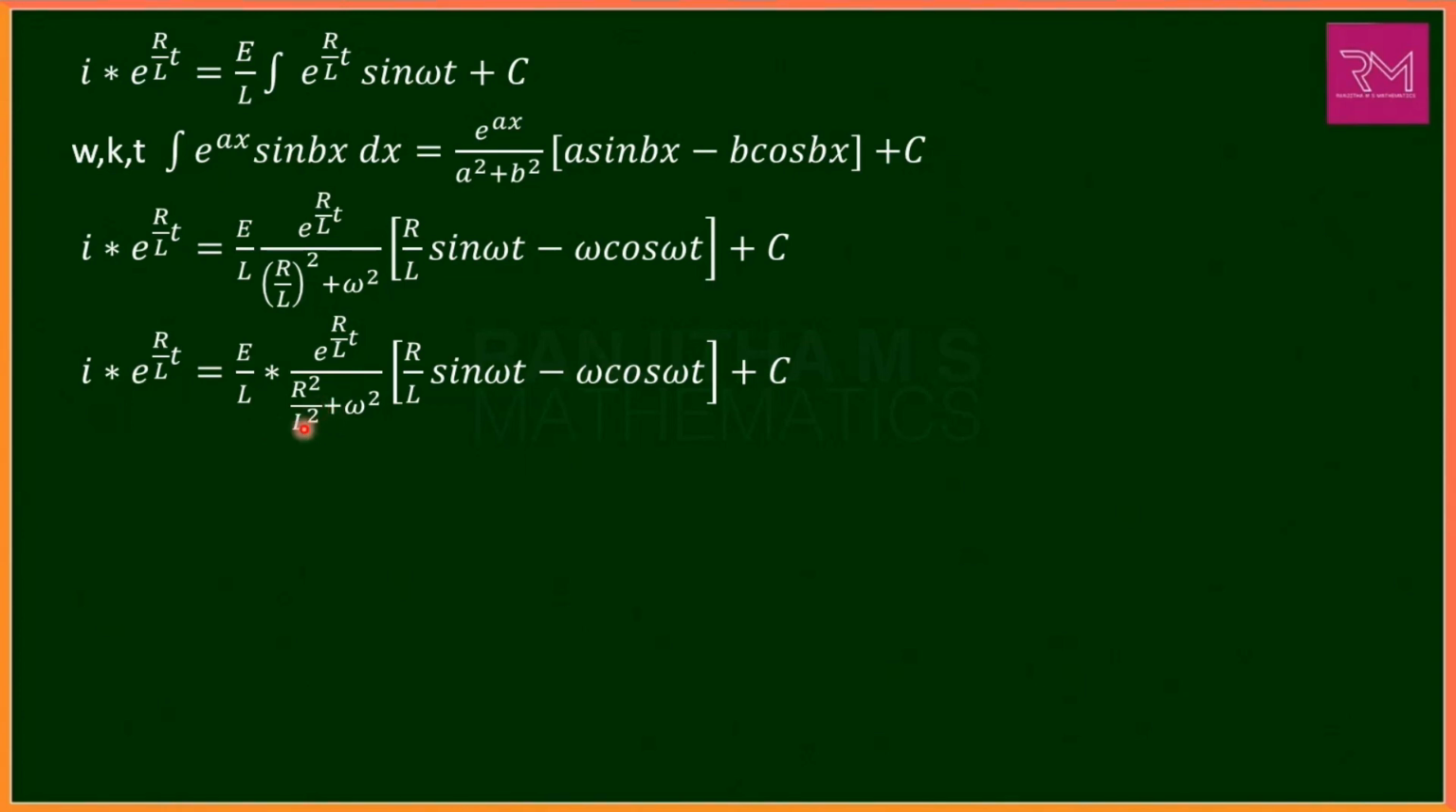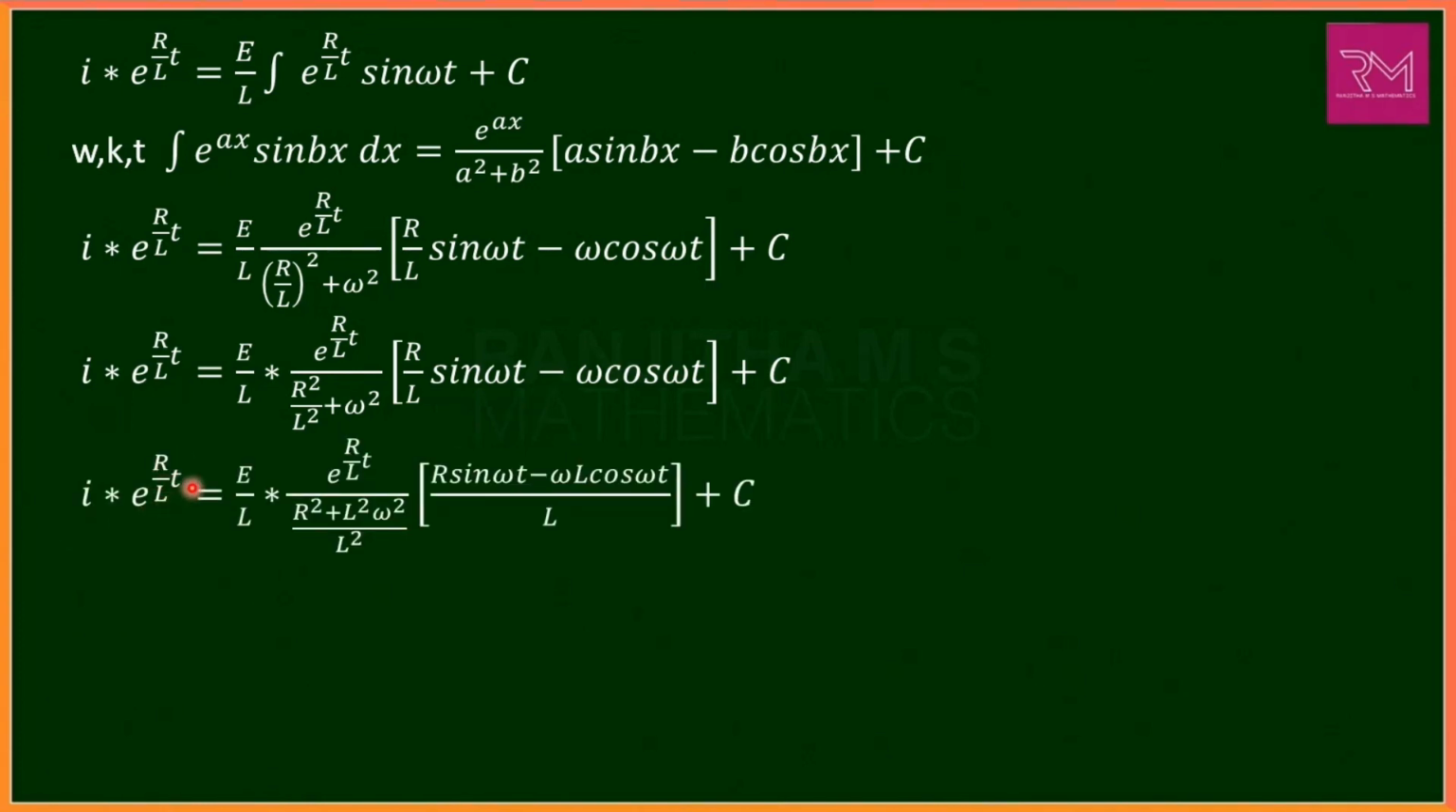Next step, we have to take LCM as L square here, and here also we take LCM as L. We get I into exponential power R by L into t equals E by L into exponential power R by L into t divided by, if we take LCM as L square, R square plus L square omega square divided by L square, into, if we take L as LCM, R sin omega t minus omega into L into cos omega t divided by L, plus C. Now observing this, here we have L square, and here L and L becomes L square. So we can cancel these L square terms.